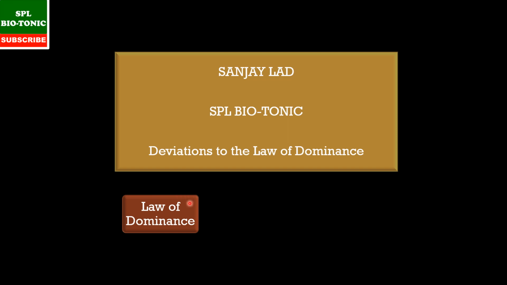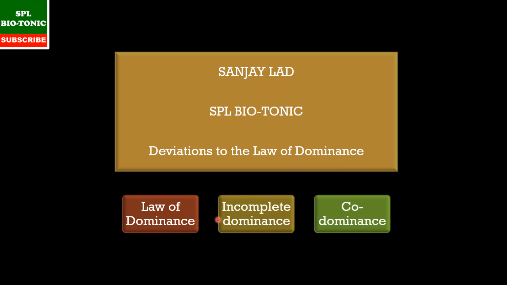But students, this law is not applicable in all cases. There are deviations to this. The deviations are, one is incomplete dominance and second is codominance. So in today's session, we'll talk about the examples of these two deviations thoroughly. Students, let us start with one example of incomplete dominance, which is also called partial dominance.